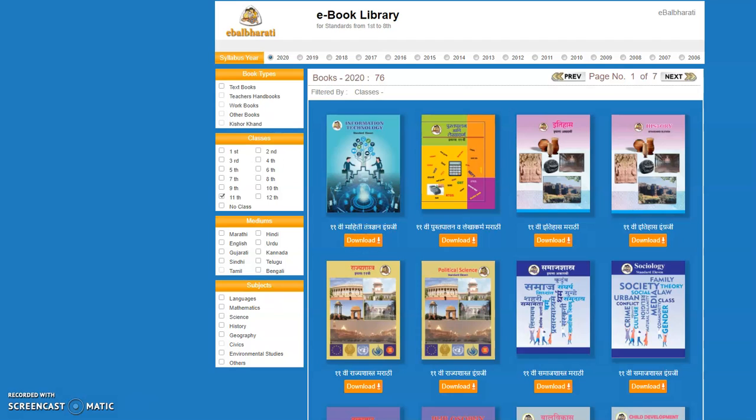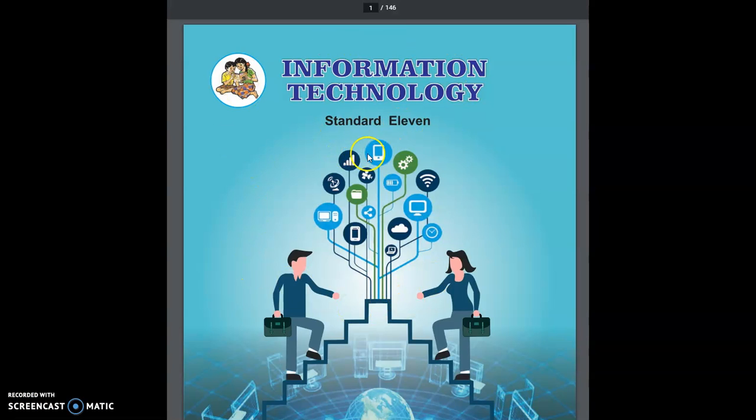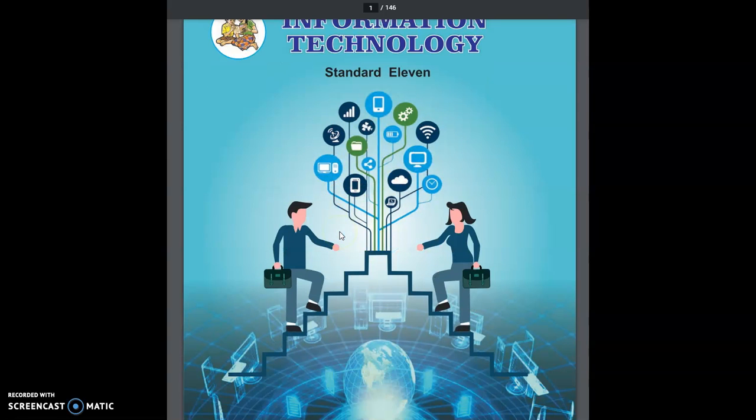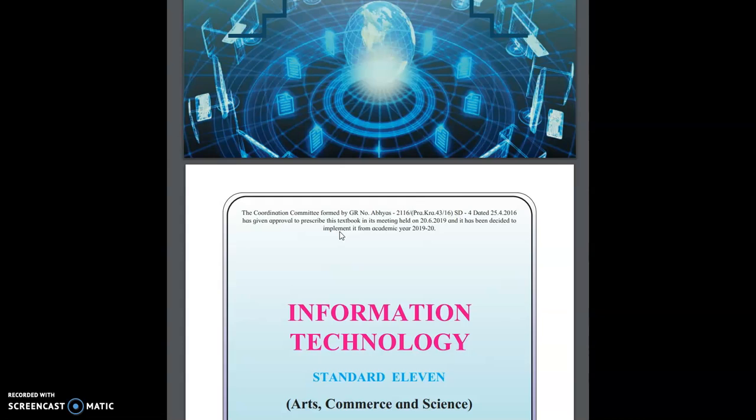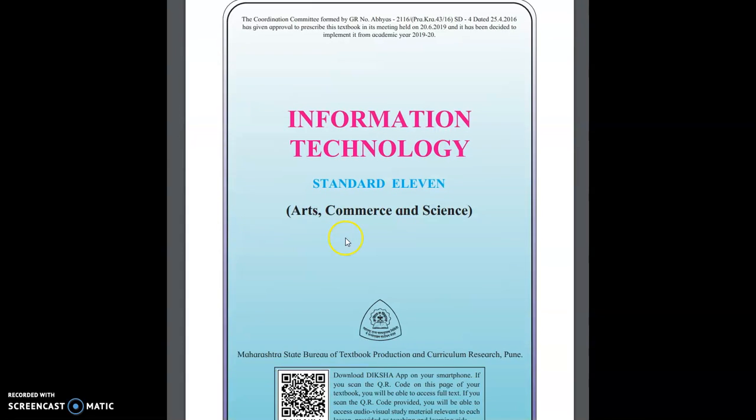Click on download and just check. After downloading, we'll start with its introduction. So students, this is ready. This is a downloaded copy of the information technology textbook, which is for standard 11. Now this textbook is in the format of PDF, and this PDF we are going to study.